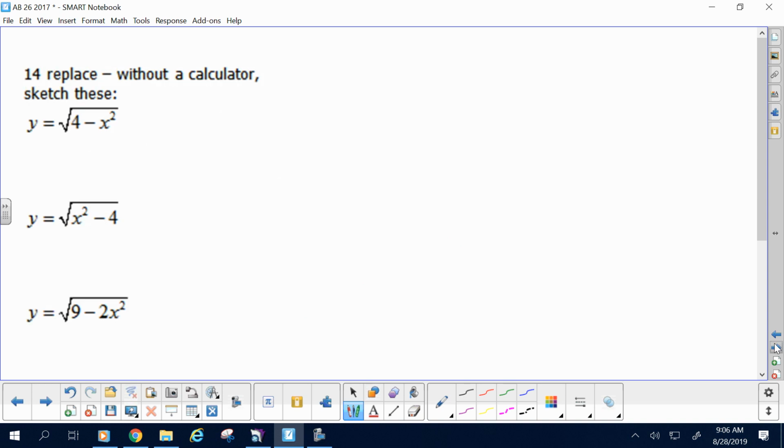Okay, 14. I have it as a replacement, okay? What's the process of telling what kind of graph this is? What do you do? I heard somebody say square it. Yeah, square it, rearrange it a wee bit, and then make the call and say, what conic is it, what half? So what conic is it? Circle, what half?